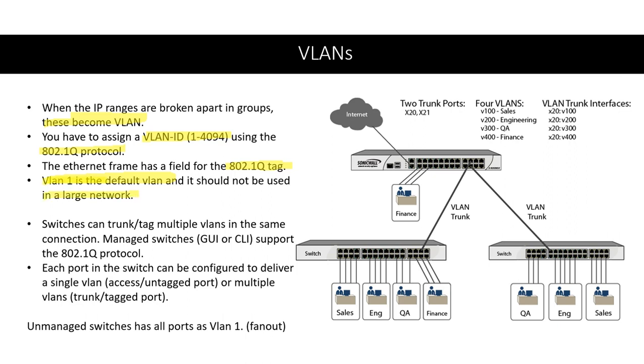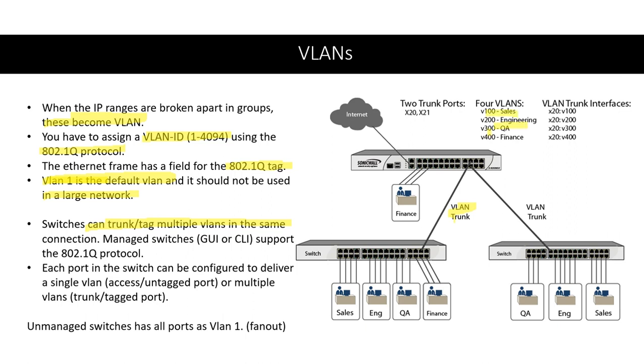VLAN 1 is a default VLAN, or sometimes the native VLAN, but it should not be used on a large network. Every time you see a switch that has VLAN 1 on an enterprise network, please disable it. Don't use it. It's not recommended to use VLAN 1 because by default it's used for some systems, so you don't want to have that.